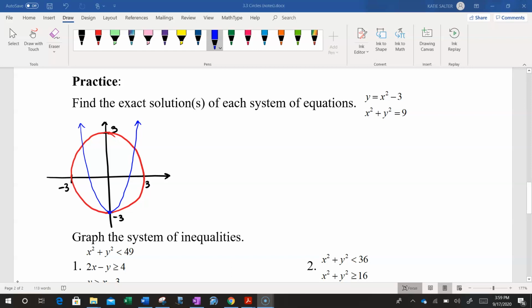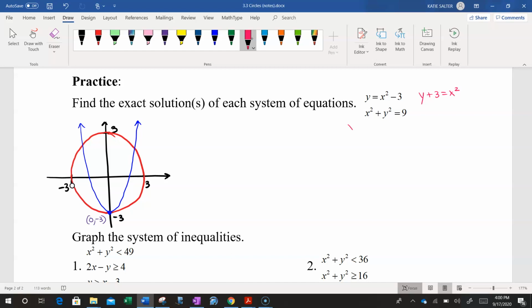So if we draw a little diagram, we can clearly see one of the intersections would be at 0, negative 3. But I'm not really sure exactly where the other two are. I know that one's in the first quadrant and one's in the second quadrant, but we need to find them. So this is where we're going to do our algebra work. To do this, the easiest way is to add the 3 over in our first equation right here. So I'm going to make this y plus 3 equals x squared. And then when I go over to my circle formula, I can actually substitute y plus 3 for x squared.